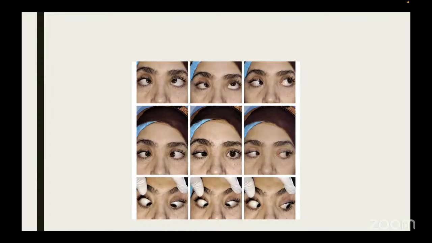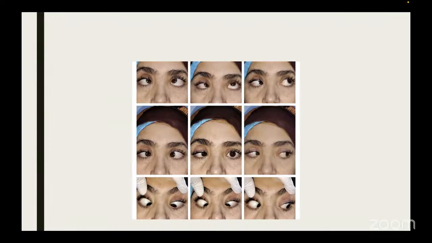So this is a 9-gaze position photo of the upper part of the face, showing nine positions of gaze. In the primary position, I can see the right eye is deviated inward, so showing esotropia. When I come to the right gaze, the right eye is unable to move outward, so there is limited dextroversion in the right eye, but the left eye is okay. On the left gaze, both eyes are moving normally.